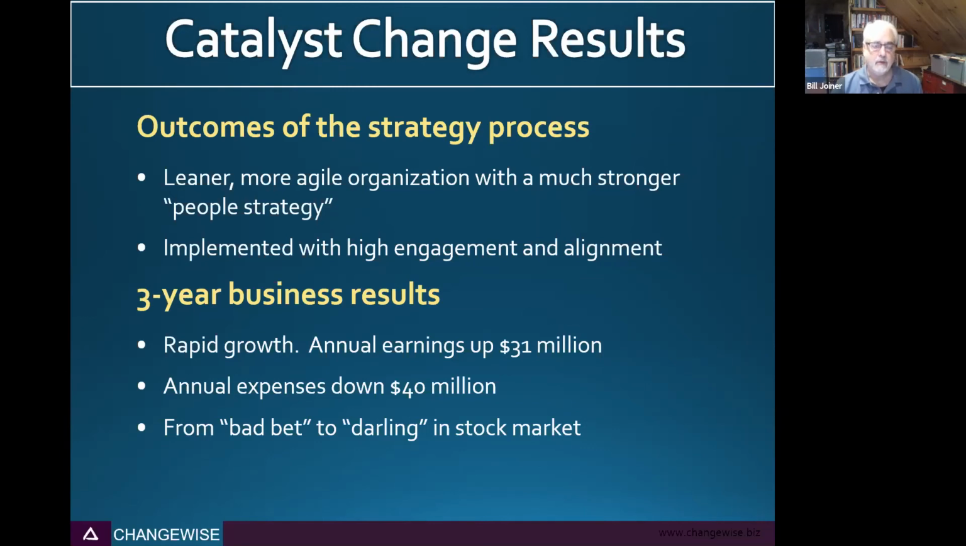And look at where they were 3 years later. They had now entered an era where the company was growing rapidly. Each year, the company was making 31 million more than it was. This is a mid-sized company. And their expenses were down 40 million each year. And in the stock market, they went from not being recommended to being highly recommended. So I think this is a pretty good illustration of the difference it can make to have a catalyst leader in a position like this, as opposed to an achiever leader.